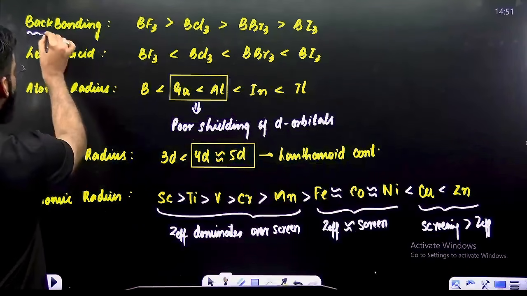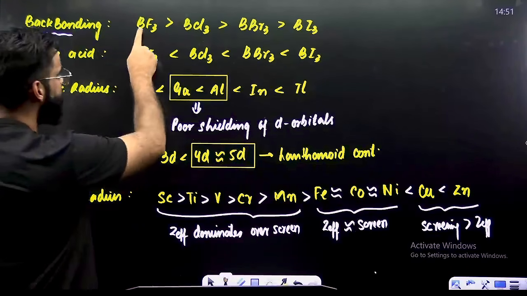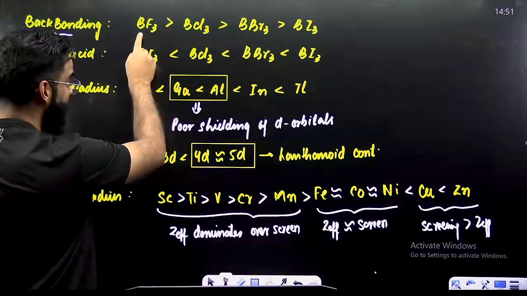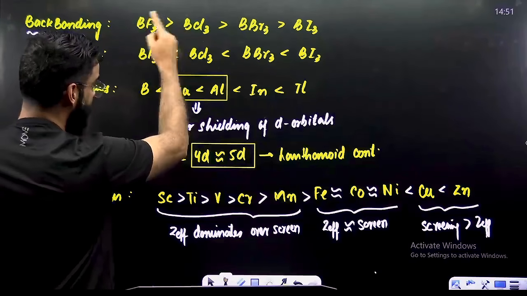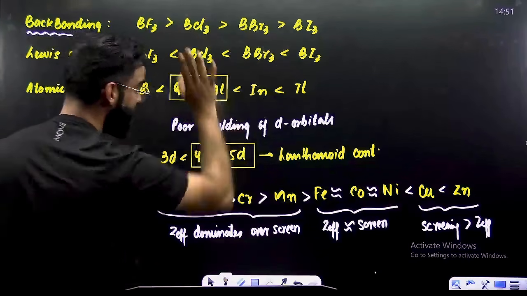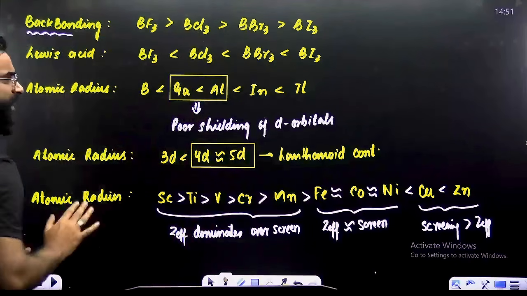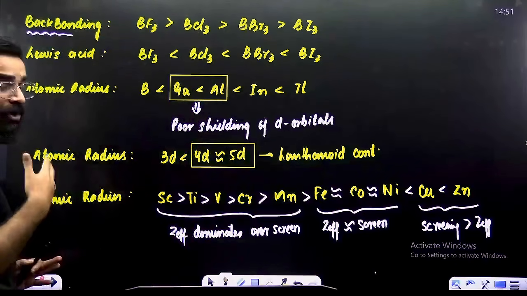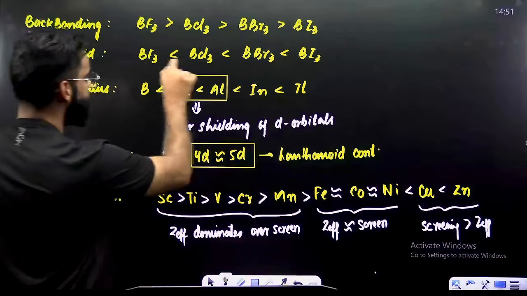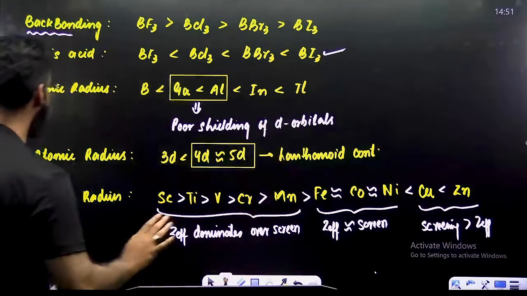Order for back bonding. My dear students, BF3 shows maximum back bonding because there will be 2p-2p overlap, right? Followed by BCl3, BBr3, BI3. This is the order of the back bonding, right? Whatever is the order of back bonding, reverse to that is the order of Lewis acidic strength, right?